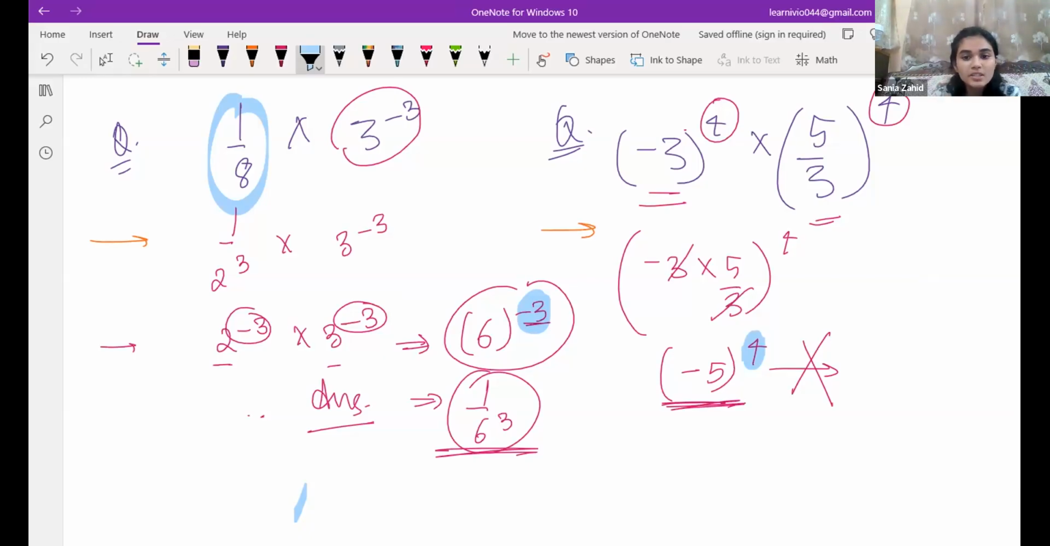Children, can you repeat your question again, Harmeen? No, ma'am. Can't we write only 8 into 3 raised to minus 3 instead of 1 by 8? No, that will be wrong. The question is 1 by 8. How can you write 8 into 3 to the power? Harmeen, please mute yourself whenever your mic is on. Now listen. The question is 1 by 8.